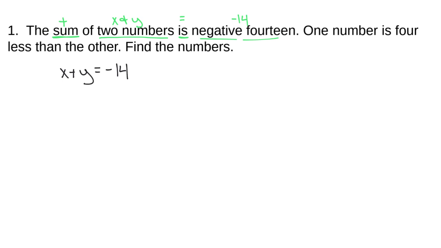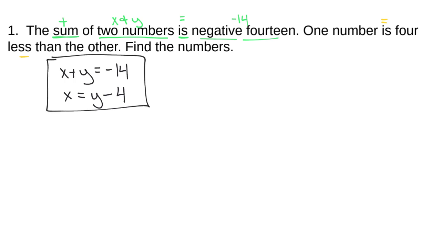There's our first equation. Let's look at the next sentence to try and find the next equation. One number is 4 less than the other. We know "is" a lot of times is our equal sign. Less than, that means a minus. So let's see if we can do this one. One number, doesn't matter which one, we'll just call it x, is 4 less than the other number. Now remember, when subtracting, order matters. 4 less than y, that's going to be y minus 4. There is our system of equations to solve.